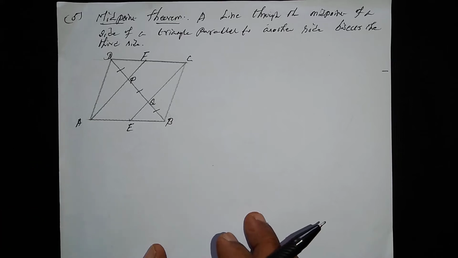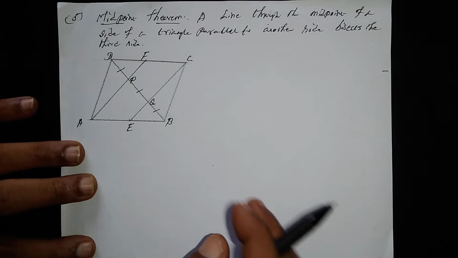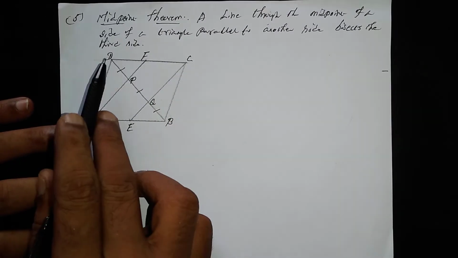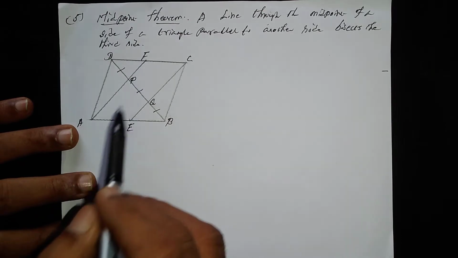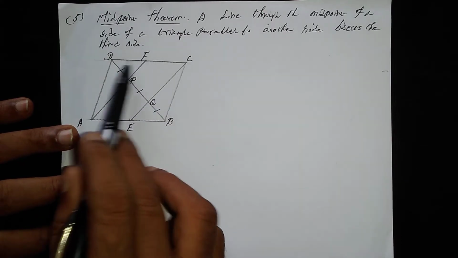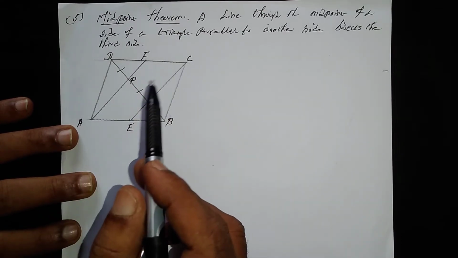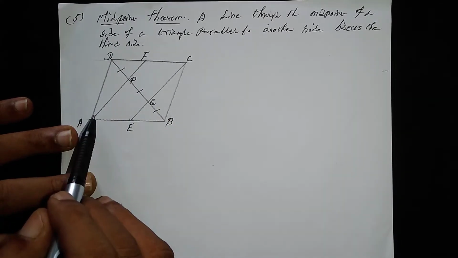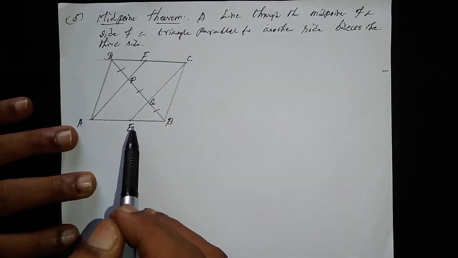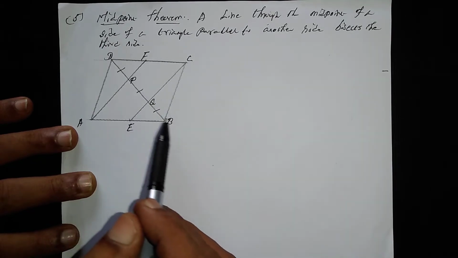Read question number 5. Next is 8.2. In a parallelogram ABCD, E and F are the midpoints of sides AB and CD respectively. Show that line segments AF and EC trisect the diagonal BD.